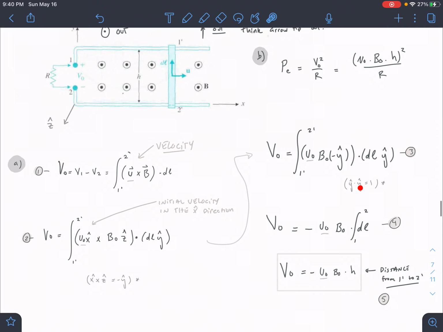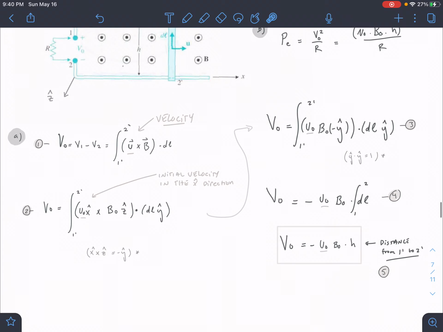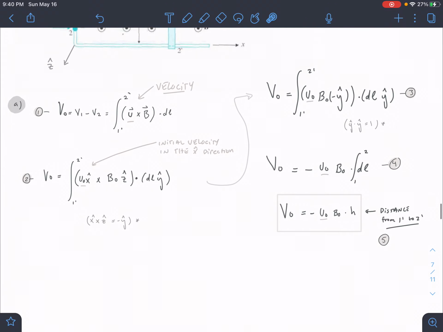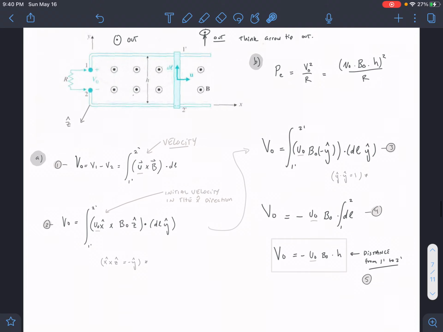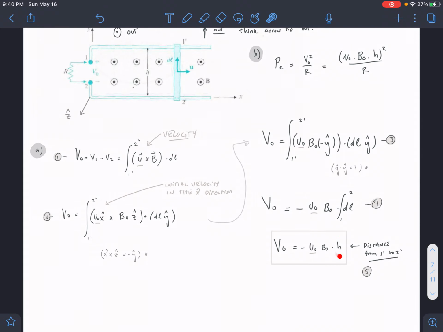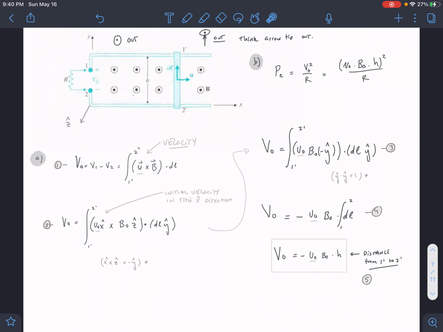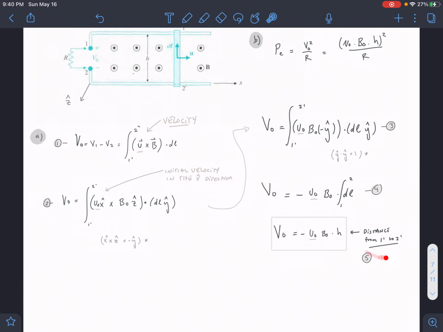We know that y hat dot y hat is equal to 1. If you dot a directional unit vector with itself, it's equal to 1. Then we can simplify this equation even further, and we have V0 multiplied by B0 and times the integral of dl. In this case, we could write this as z or anything, but this is just a static height from 1 to 2. The problem just had it as h, the height from 1 to 2, but you could write this as y or whatever else you would like. So it's just the distance from 1 to 2.